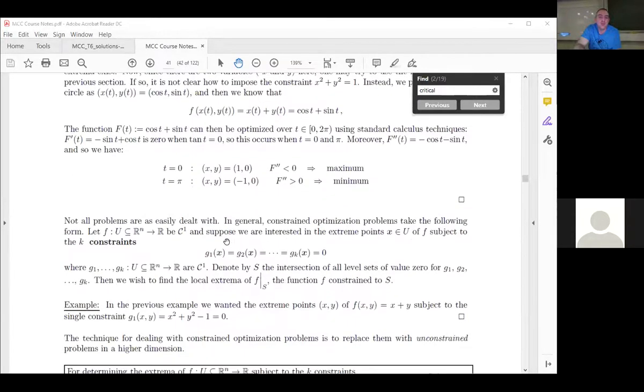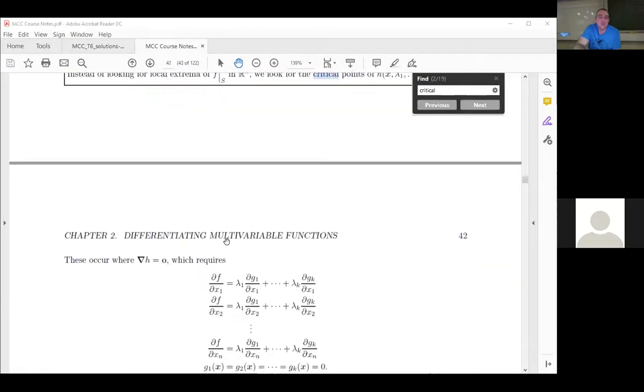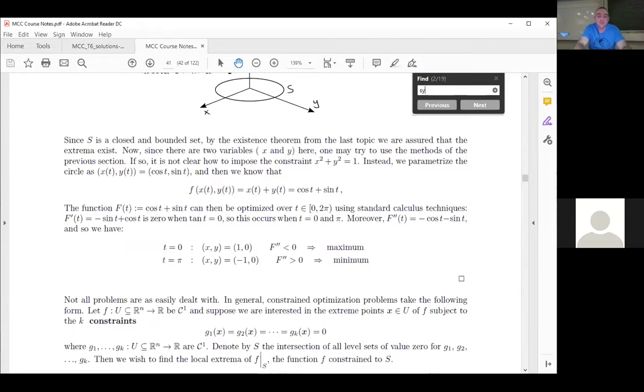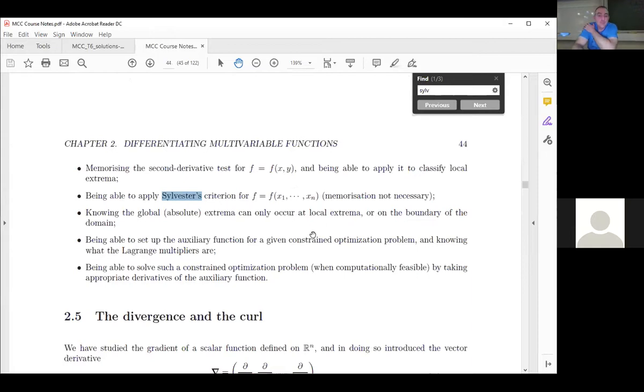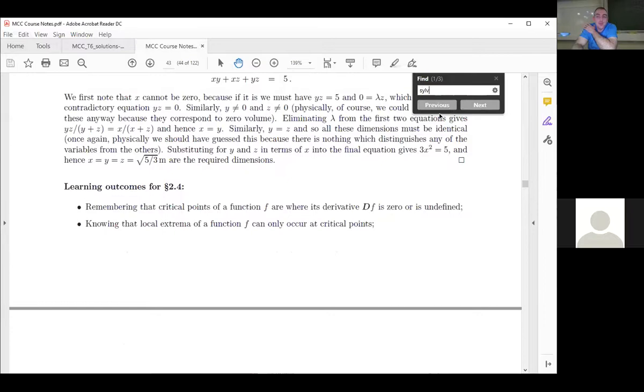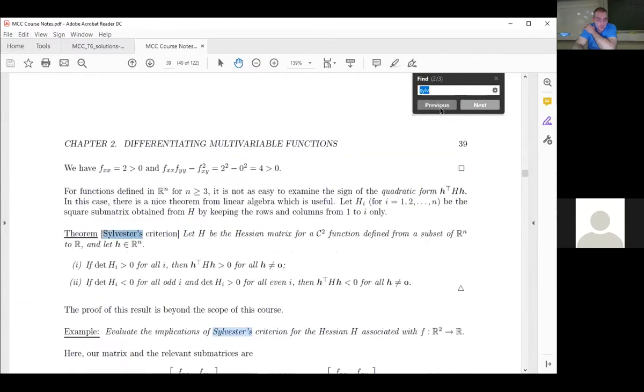Oh, now we're into something else. Okay, so we want to go previous. Let H be the Hessian matrix for a C2 function defined on a subset of Rn. Determinant of Hi. So Hi is the matrix at the top left corner.